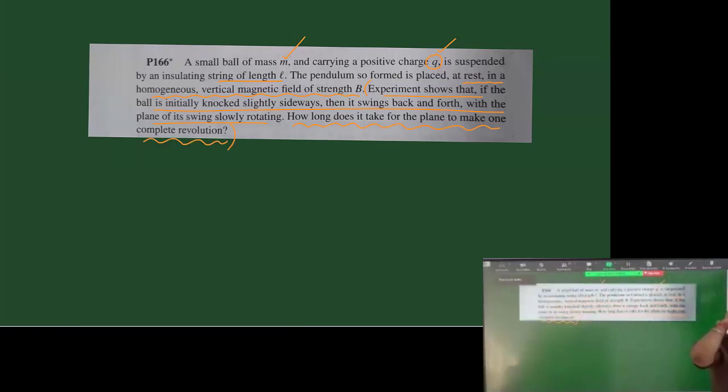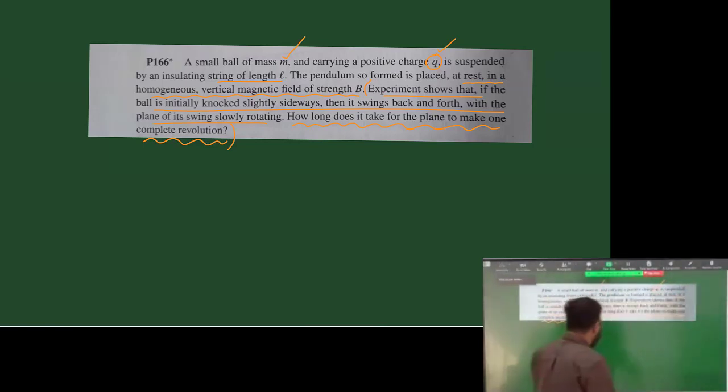Very beautiful problem written by Nadig. We have to observe it very carefully. The solution is also very different. So just stay with the problem. It is oscillating like this, and there's a plane of oscillation, and the plane will rotate.